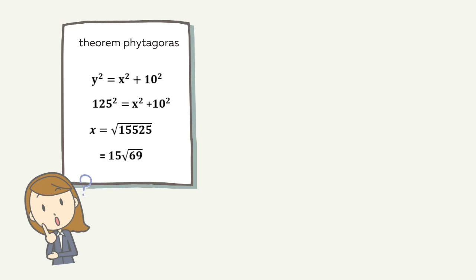Firstly, I use the Pythagorean theorem to get the value of x, which is y squared equals x squared plus 10 squared, and I insert the value of y, which is 125, and get x equals the square root of 15525, and I simplify it into 15√69.